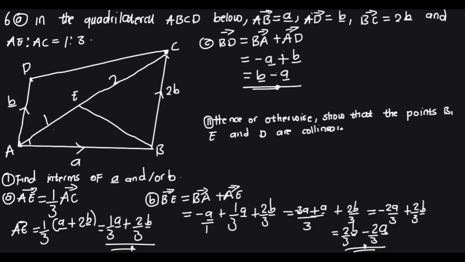Okay, so now let's move on to Roman number 3. Hence or otherwise show that the points B, E and D are collinear. So how do we show this? We need to show that B, E and D lie on the same line. So we need to show that this is a straight line. Now, how do we show? Let's look at the vectors that we have. First, we need to find the vector from B to E. Then from there, we need to find the vector from B to D. Then from there, we'll find the vector from A to D.